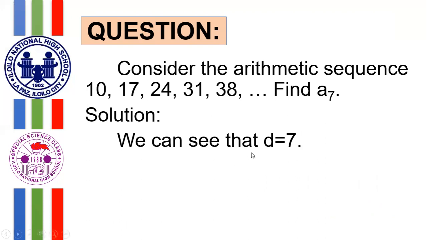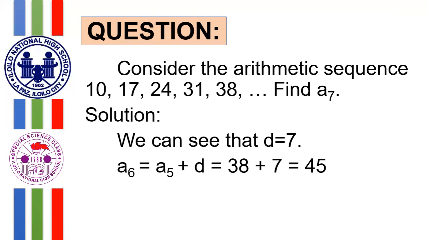And using the recursive relation, we have 1, 2, 3, 4, 5. We have the fifth term. Before we get the seventh term, we still need the sixth term. That's why if I let n be equal to 6 and substitute to the recursive form earlier, a sub 6 will be a sub 5 plus d. But what is a sub 5? It is 38. The fifth term is 38. And our d is 7. So we have 38 plus 7, which is 45 as the sixth term.